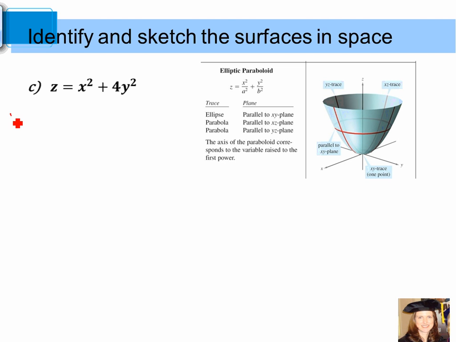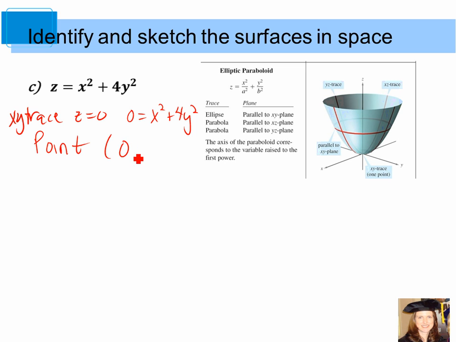For the xy trace, you let z equal 0. Our equation becomes 0 equals x squared plus 4y squared. You can try to solve this for x or for y and realize that the only values for x and y that make x squared plus 4y squared equal 0 would be a single point, that is the point 0, 0. Okay, x squared plus 4y squared equals 0 only when x and y are both 0. So you get that single point.